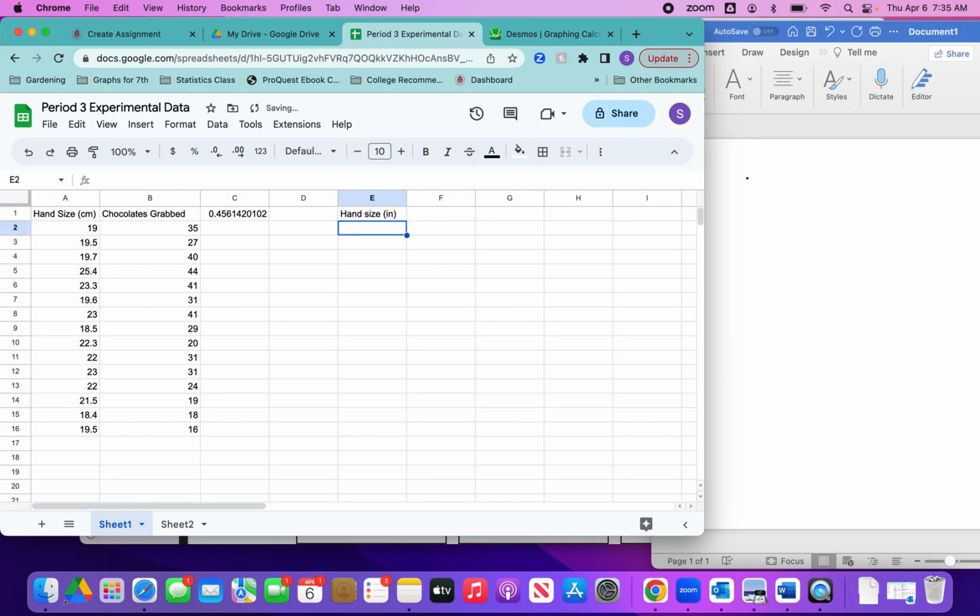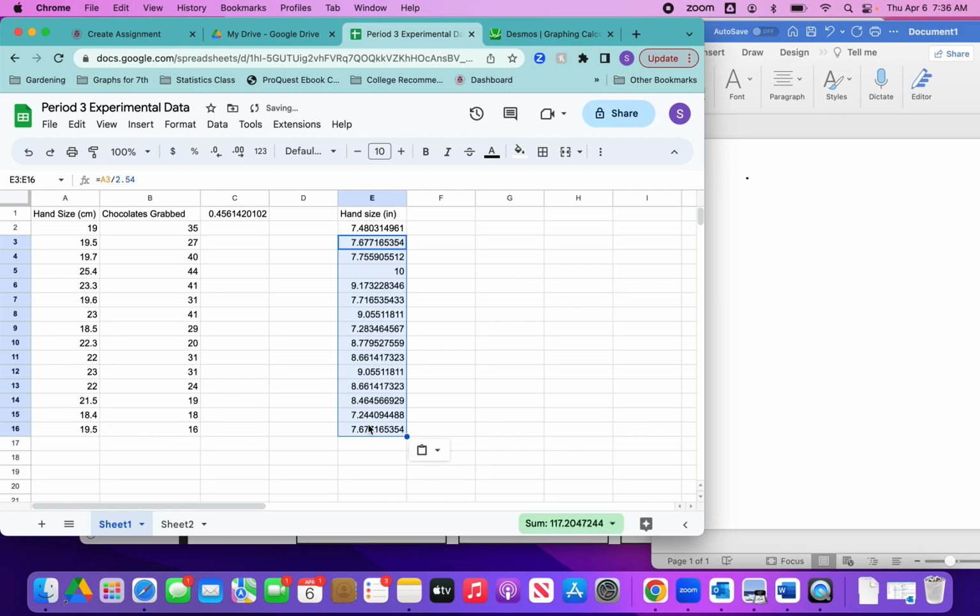For those of you who know it off the top of your head, to go from centimeters to inches, you just divide by 2.54, otherwise known as multiplying by 1 over 2.54. So all we're going to do is equals, hit that hand size, divide by 2.54, hit enter, and copy and paste that for this whole column. And there you go. Those all seem to be the right amount of inches relative to the respective centimeter hand sizes.